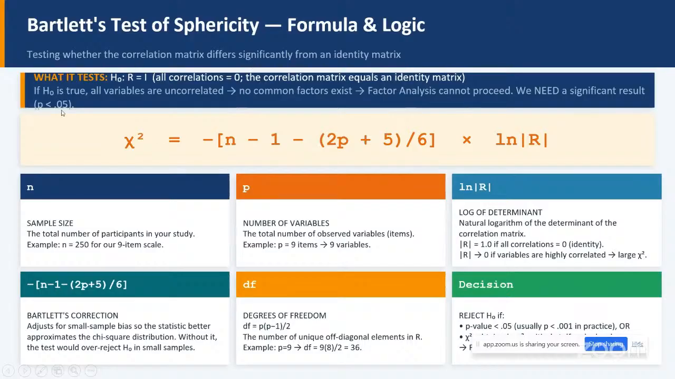Okay. If H naught is true, all the variables are uncorrelated, and we can't say that question 1, question 2, or question 3 can be grouped up in factor 1 or factor 2. This we can't say, because all of those are uncorrelated. So factor analysis cannot proceed. We need a significant result to see whether those factors can be grouped or not. Okay, this is the main logic behind this.